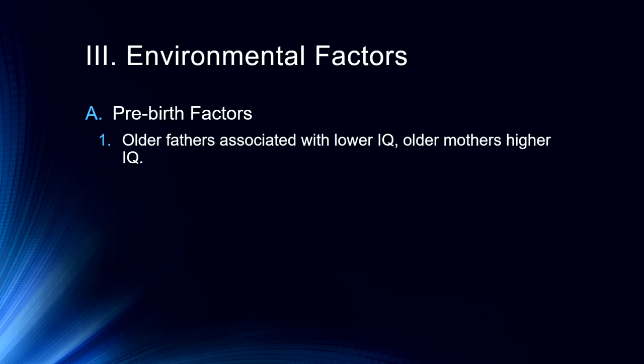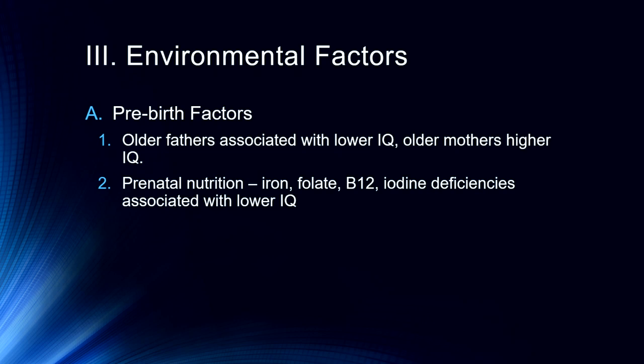Older fathers are associated with lower intelligence, while older mothers are associated with higher intelligence. Not entirely clear why. We'll talk about Fragile X syndrome, and that seems to be associated somewhat with older fathers. And this is also a risk for autism.